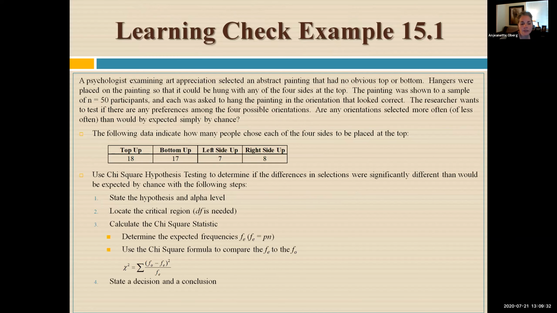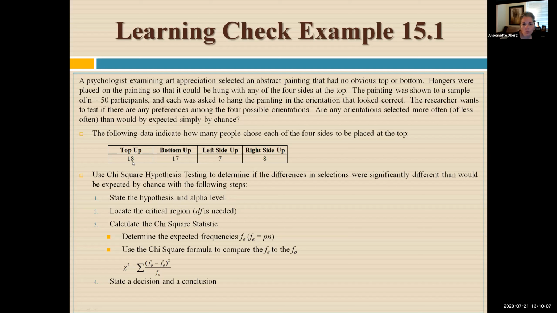So let's do a learning check here. And I'm going to go ahead and write these down. I hate this example, just so you know. It's looking at the orientation of pictures, how you hang a particular picture. What's the preferred way to hang it? I really dislike this, but in the older editions, this is the sample that they gave us, so we'll work with it. And so this is what we actually have.